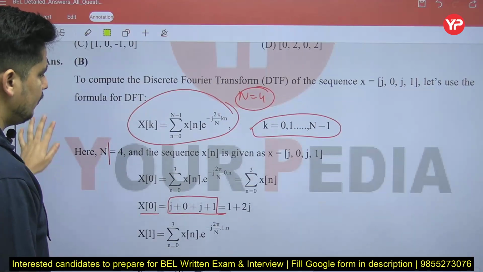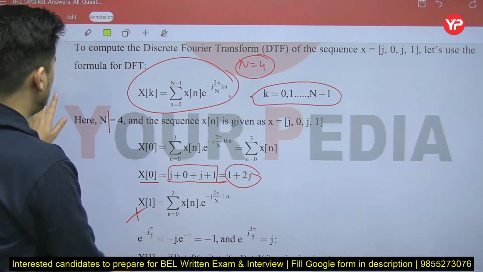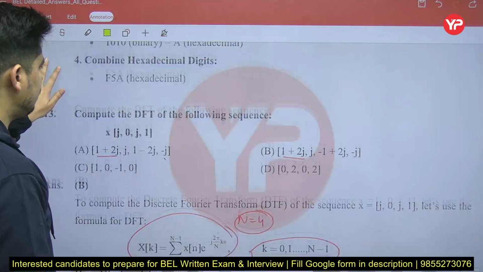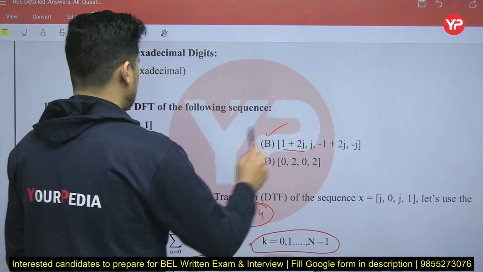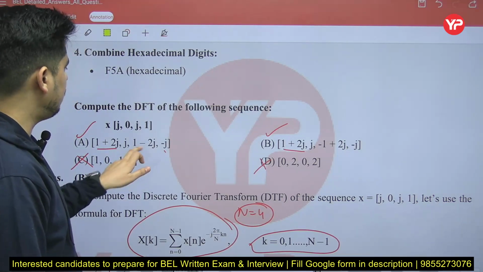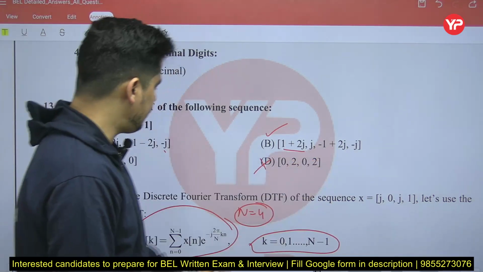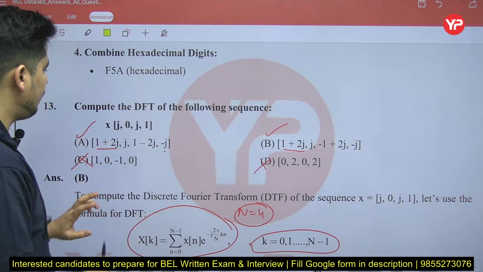So we go to the first value. No need to calculate this second value. As we calculate the first value, two options are eliminated here. We will go with two options. Now we have to calculate the third value. No need to calculate the second value. As you can see here, the questions will be framed like this.